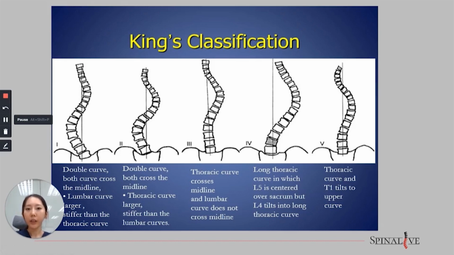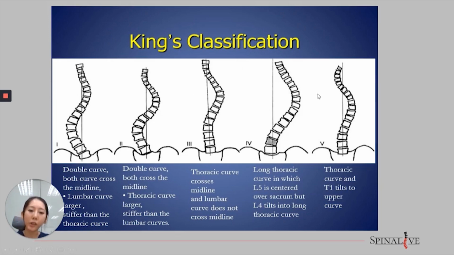So King's classification is one of the classifications of scoliosis being utilized. So you see from type 1, 2, 3, 4, 5. The first one would be a double curvature, with the lumbar curvature as the major curve and a stiffer thoracic spine. Second would be a double curvature with a bigger thoracic curve with a stiffer lumbar curve. Third one would be solely a right thoracic curve, or a single thoracic curve with no lumbar component.